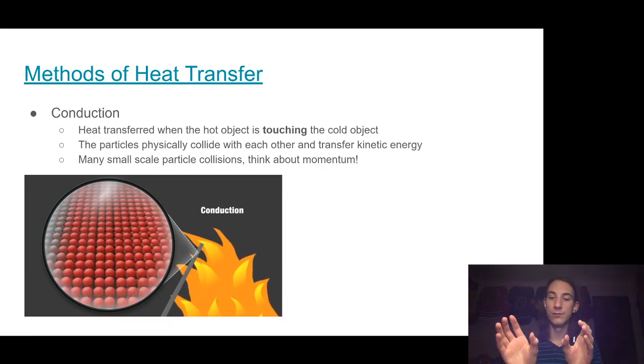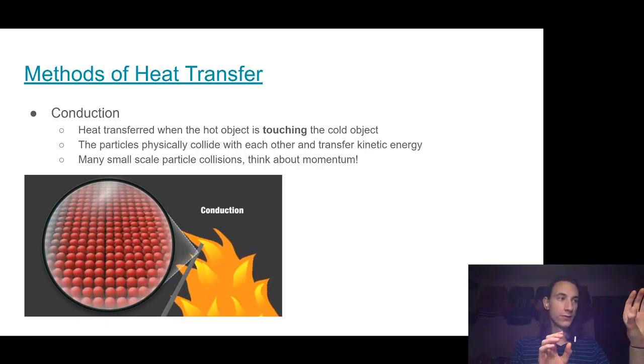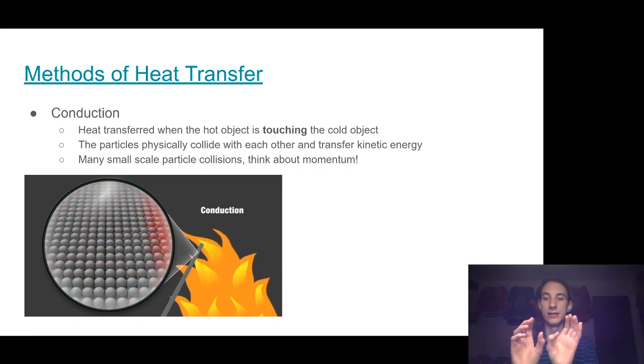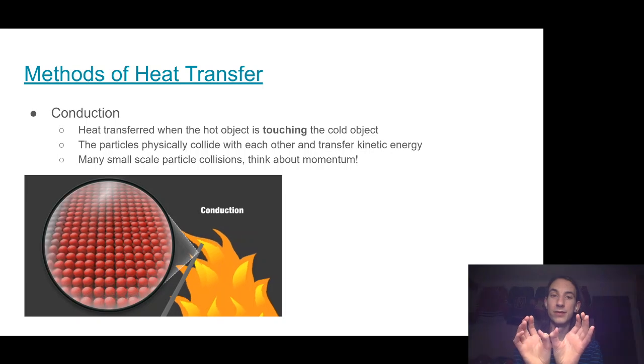We're saying, hey, this particle is colliding with this one, which is colliding with that one, which is colliding with that one. It's kind of like one of those Newton's cradles, where you swing the one ball up and then it collides with the other ones, except it keeps on going, or it keeps on giving that kinetic energy. So we can think about momentum transfer and a bunch of these small-scale collisions where an object will give kinetic energy through a collision.